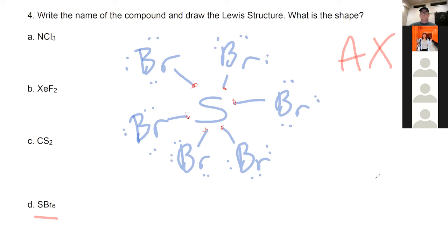So X is 6. I've got 6 atoms around the sulfur. And how many lone pairs does the sulfur have? 0. None. So we look up AX6 and what do we get? Octahedral.